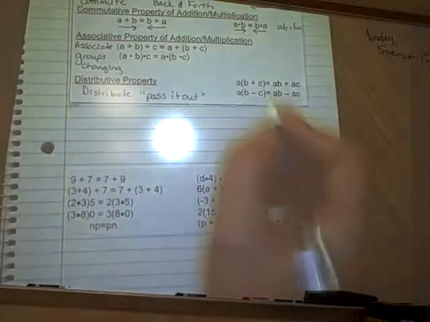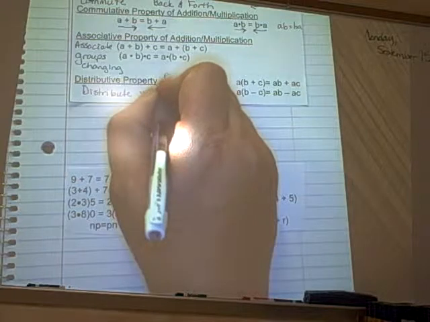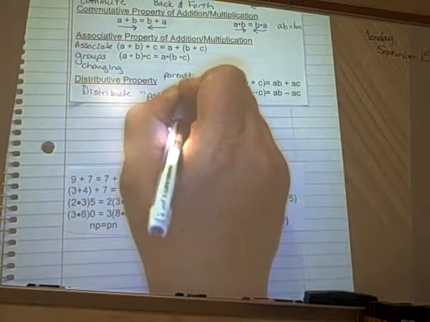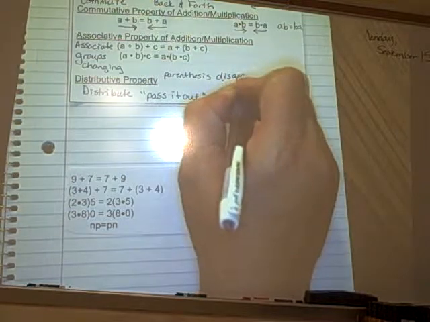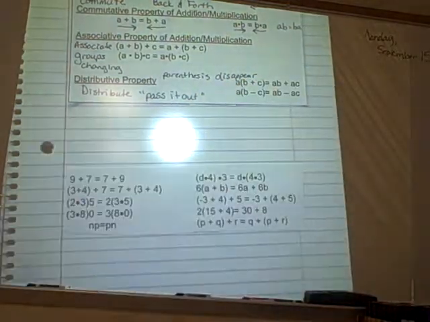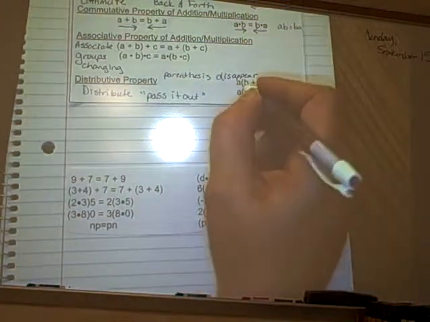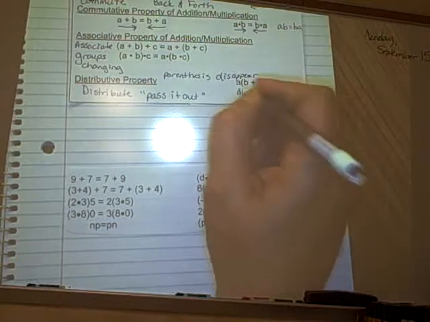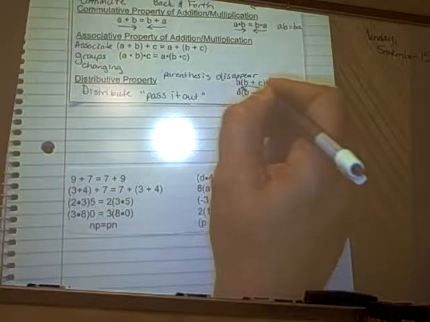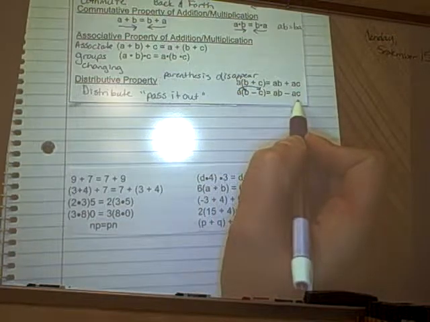Pass it out. This one has a hint because the parentheses will disappear. So you know it's this one if the parentheses disappear. Here's what happens. And since I wrote on that one, I'll do this one. This A in the front of the parentheses gets passed out to everything inside. So now A is with the B and A is with the C.